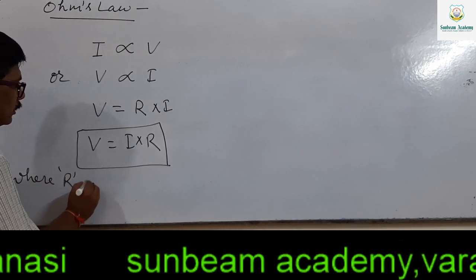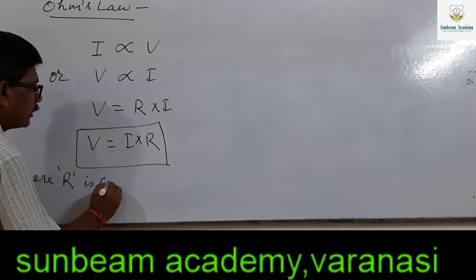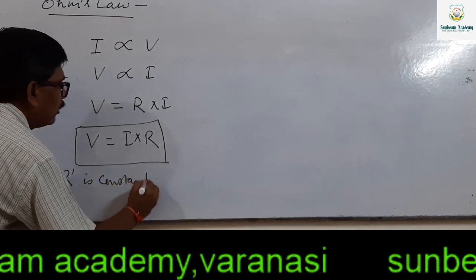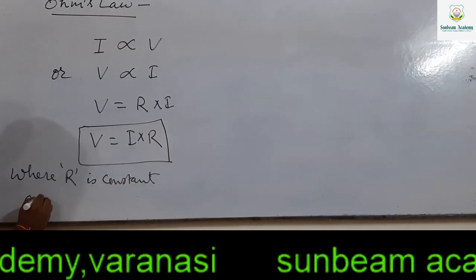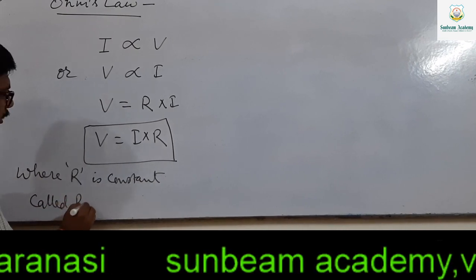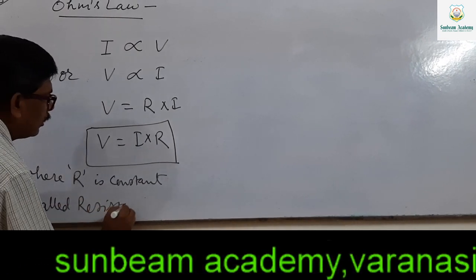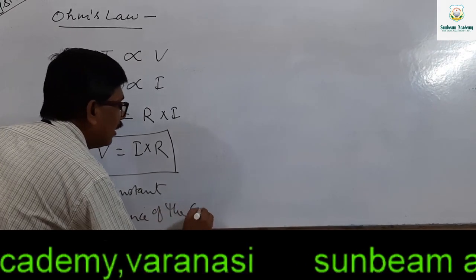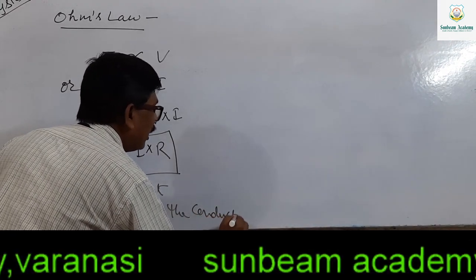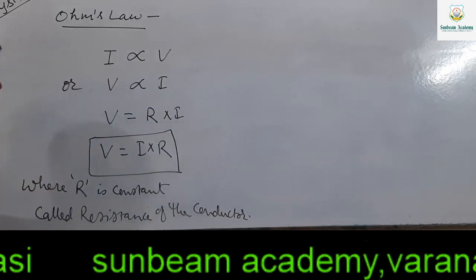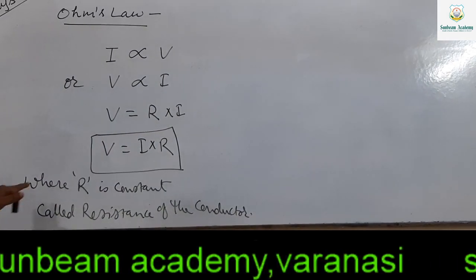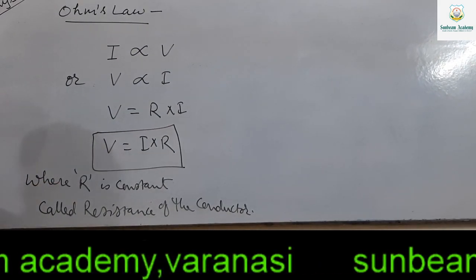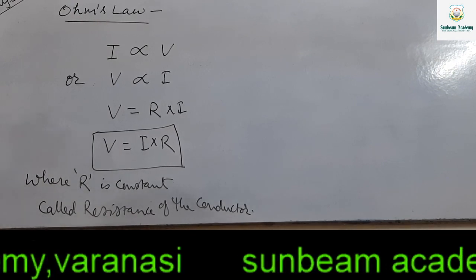where R is a constant called the resistance of the conductor. I will be explaining what resistance is later on. Where R constant is the resistance of the conductor.